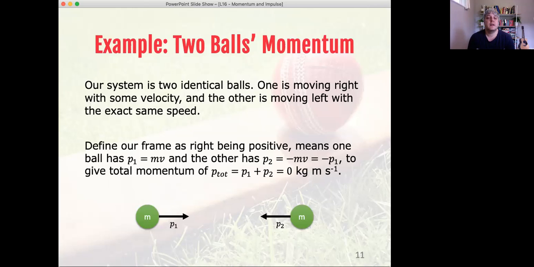So momentum 2 is negative mv, and that's just the negative of the momentum of the first ball. So then if we want to add them together, we just go mv plus negative mv, which is 0 kilogram meters per second. So momentum of that total system is 0. Each ball has momentum, but the total system of both balls has no momentum.